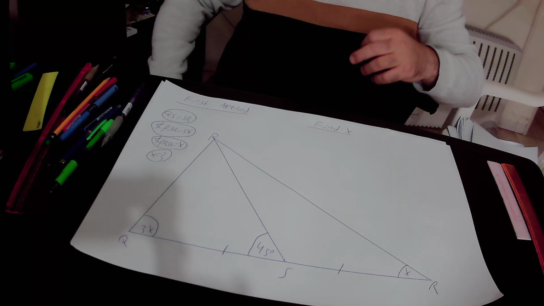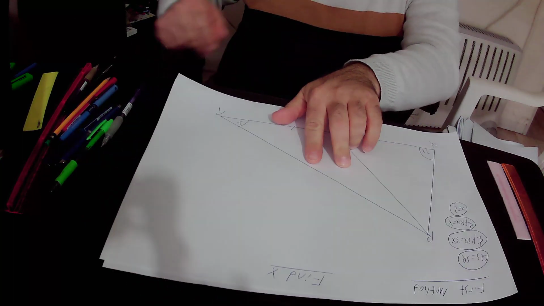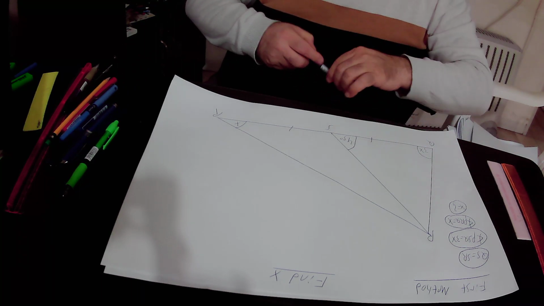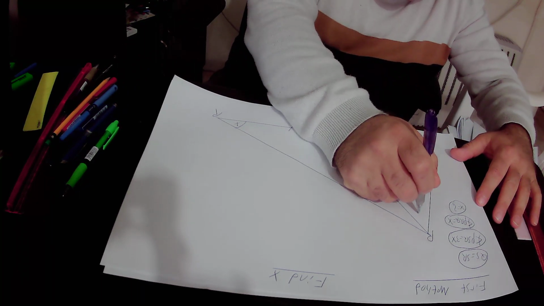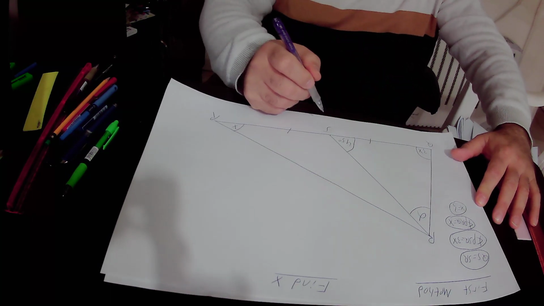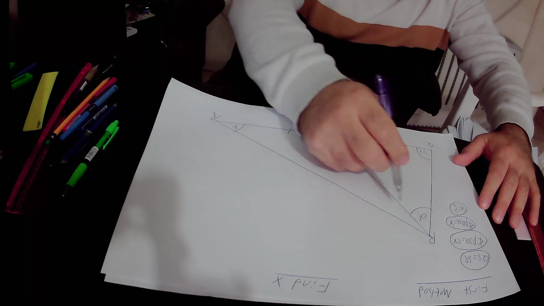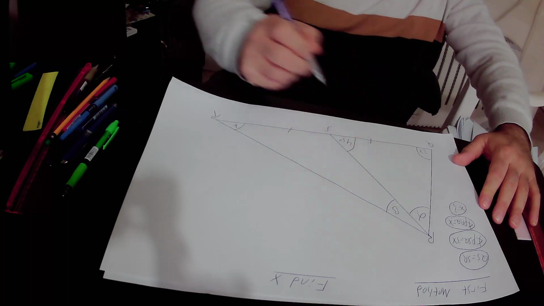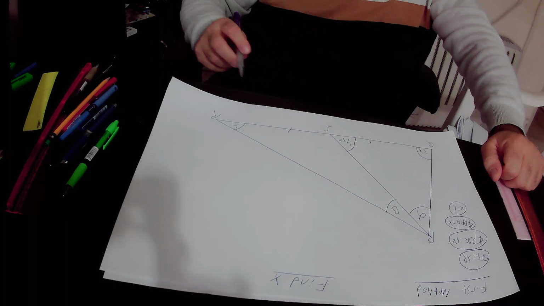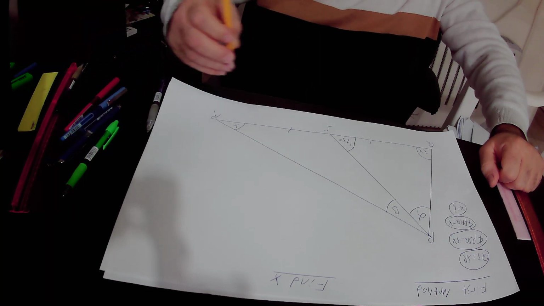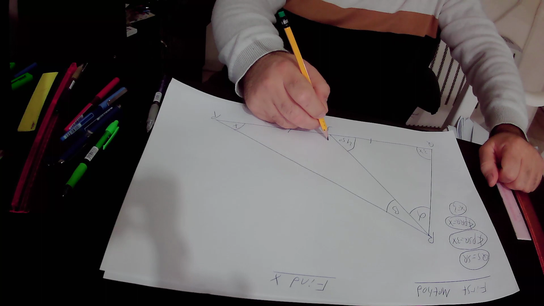So we will start with the first method. We will define angle QPS as alpha, and angle SPR, this angle is beta, and we will define angle PSR as y.